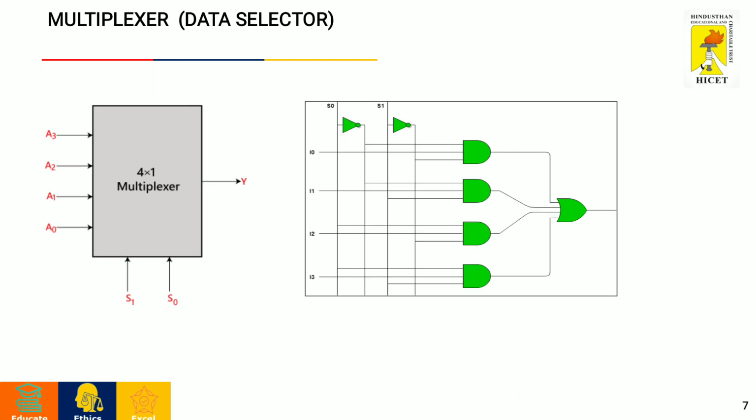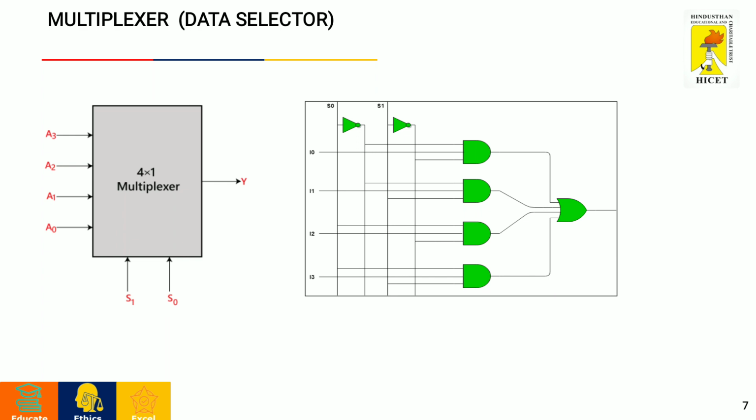The multiplexer is a combinational circuit that has 2 to the power of n input lines and a single output line. N represents the selection lines. In this example it is 4 cross 1, so n is equal to 2, and 2 to the power of 2 is equal to 4. So I have 4 input lines, 2 selection lines and 1 output line.